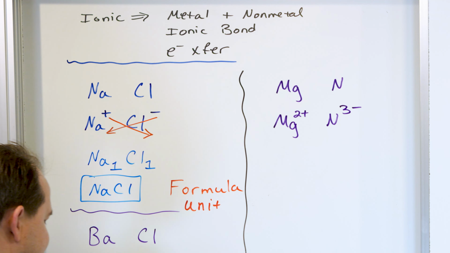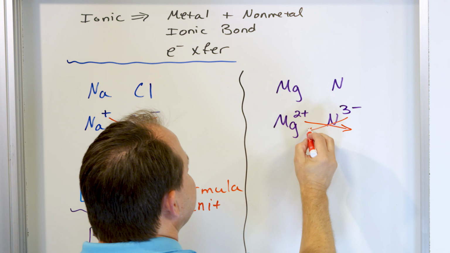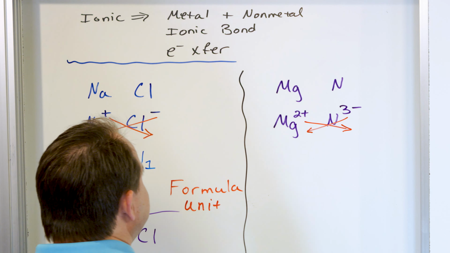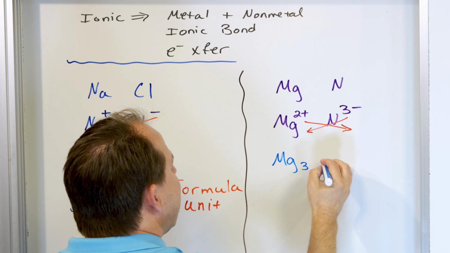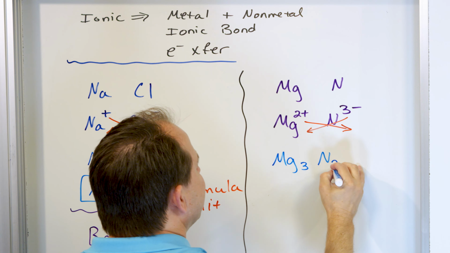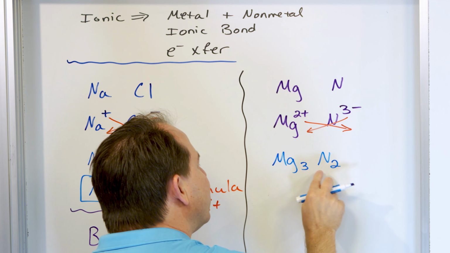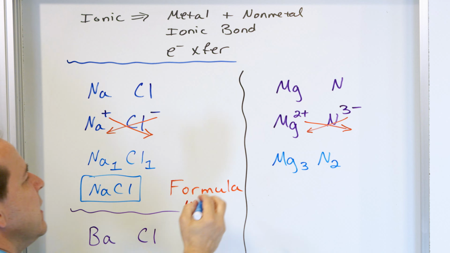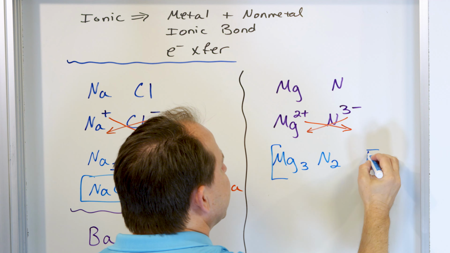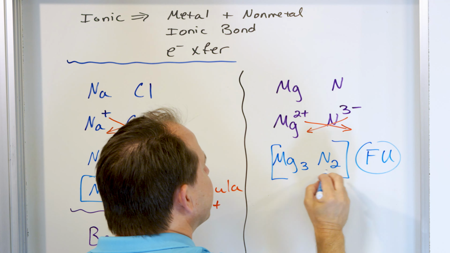Okay? Now the next thing you do, once you write the charges down, you do the crisscross: this goes here and this goes here. And so what you're going to be left with is magnesium will have a subscript of 3, and nitrogen will have the subscript of 2. So Mg3N2, and this is the lowest ratio. I can't reduce this anymore, just like I can't reduce sodium chloride 1:1. So this is what we say the formula unit is. Formula unit, right? Which is the lowest whole number ratio here.